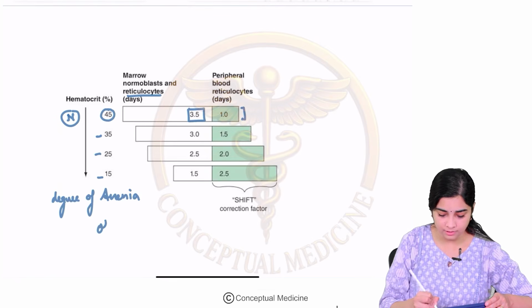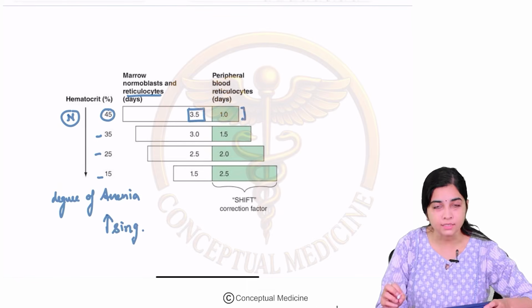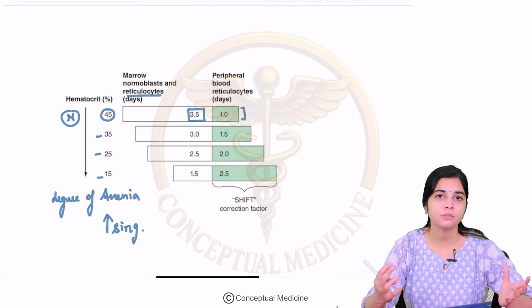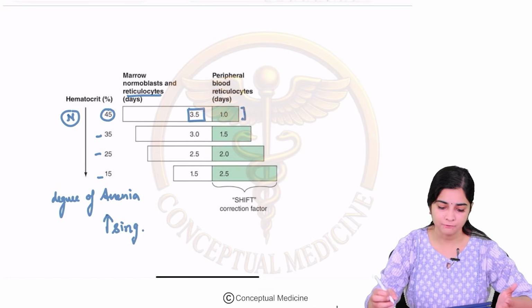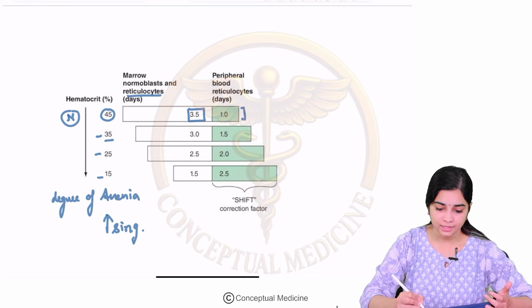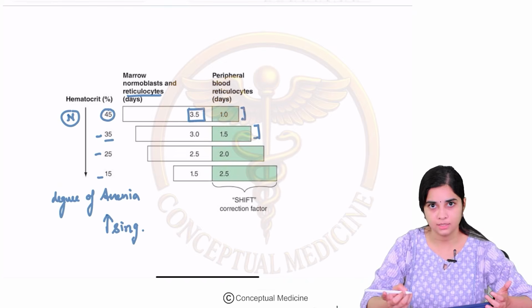The degree of anemia is increasing. So when the degree of anemia is increasing, then the immature reticulocytes are released from the marrow as a compensation, and hence they are going to spend a longer time in the peripheral blood, right? So when the hematocrit is at 35, the reticulocytes are going to spend about 1.5 days in the peripheral blood.